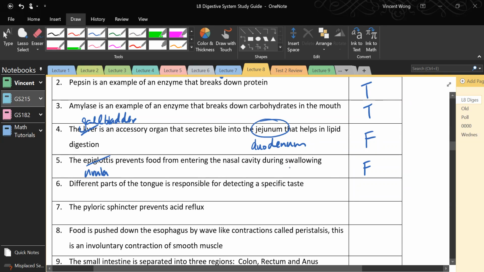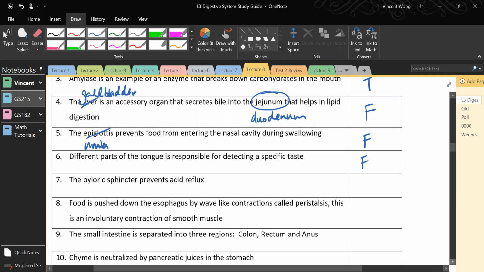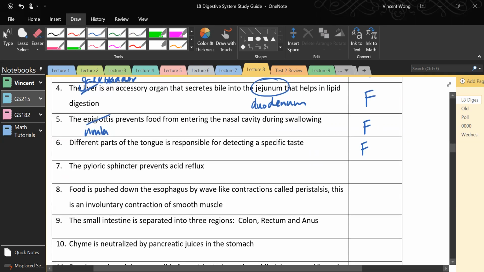Number 6, different parts of the tongue are responsible for detecting a specific taste. In the lecture, I said that is not true. You have taste receptors, chemoreceptors, throughout the entire tongue for all the tastes. The pyloric sphincter prevents acid reflux. If you have been paying attention, then you know that is not true. It is the cardiac sphincter that is responsible for preventing acid reflux.